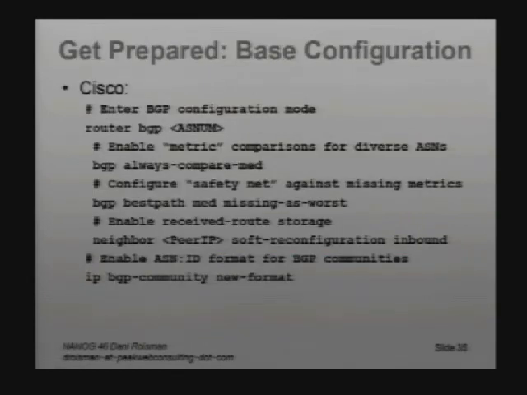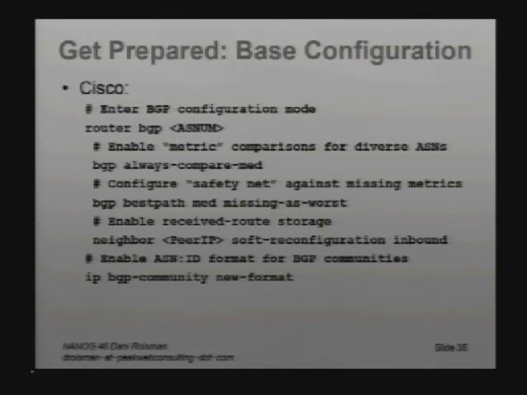So let's talk about getting prepared. Your base configuration. For Cisco, of course, you're going to enter BGP configuration mode, router BGP and the AS number. You're going to enable the metric comparison for routes heard from diverse ASNs. It's very simple: bgp always-compare-med. You're going to want to configure the safety net against missing metrics. As I said, some routes will be sent to you without any metrics, or you may have a typo in your policies where you forget to set a metric.